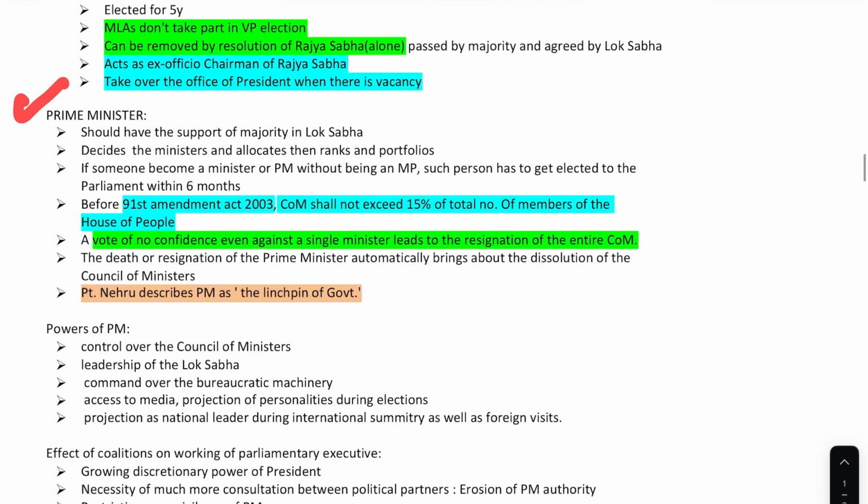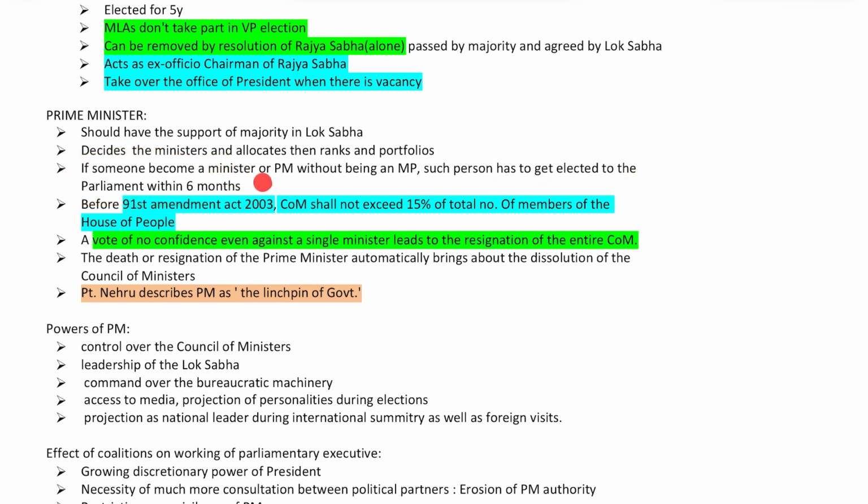Then the Prime Minister, who is the head of the state. Sorry, who is the head of the government? The head of the state is the President. So the Prime Minister should have the support of the majority in the Lok Sabha, decides the ministers, and allocates their ranks and portfolios. If someone becomes a minister or Prime Minister without being a member of the Parliament, such a person has to get elected to the Parliament within 6 months.